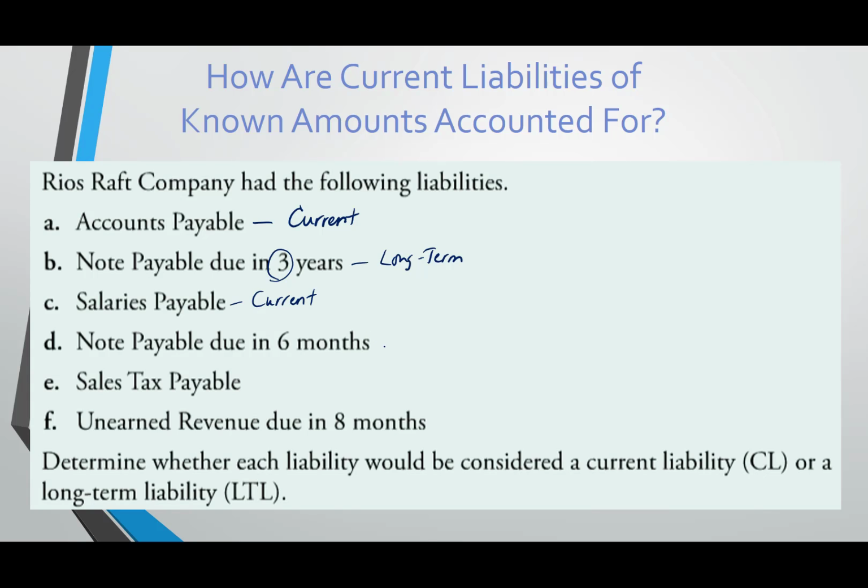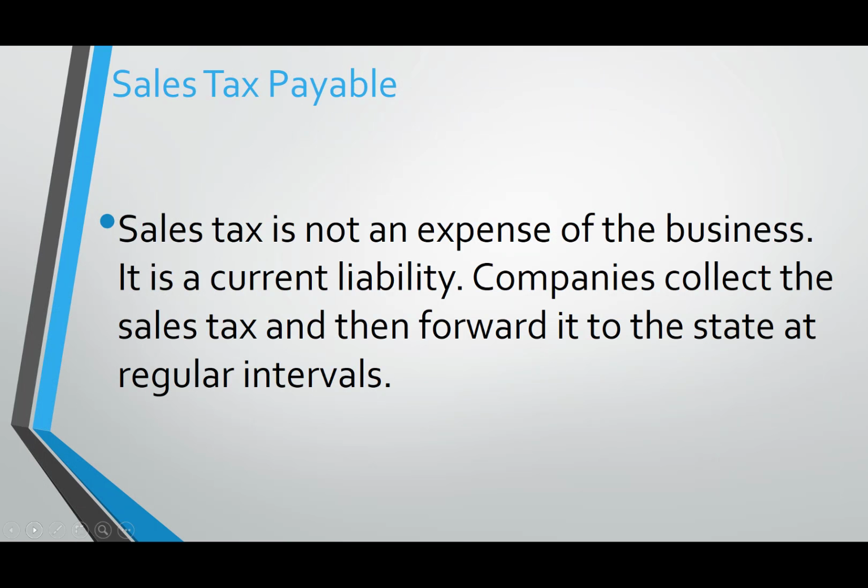Salaries payable, obviously current. Notes payable 6 months, that's less than a year, so that would be current. Sales tax payable, current. Unearned revenue due in 8 months, current. So of all of these different examples here, only one of them is long-term, and really whatever was due of the note payable within the next year or operating cycle would be considered current, and the remaining 2 years would be considered long-term.